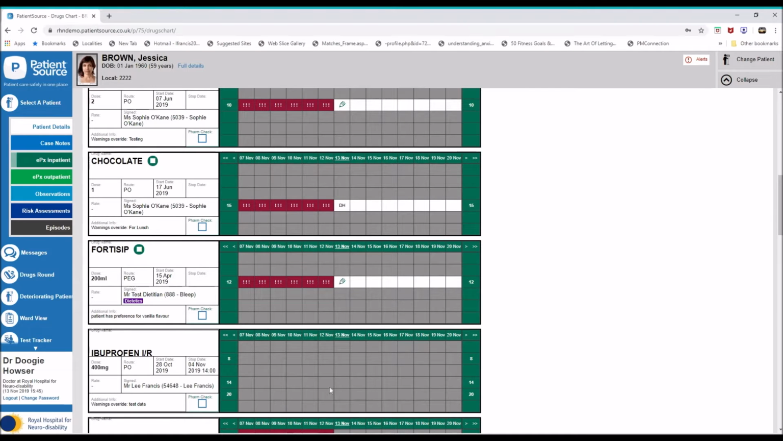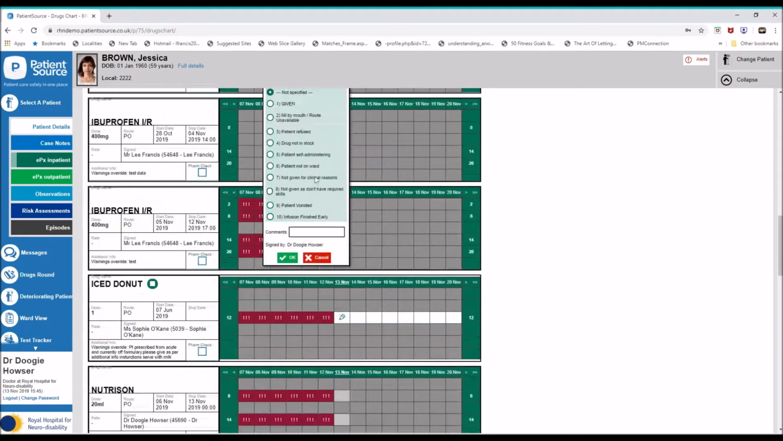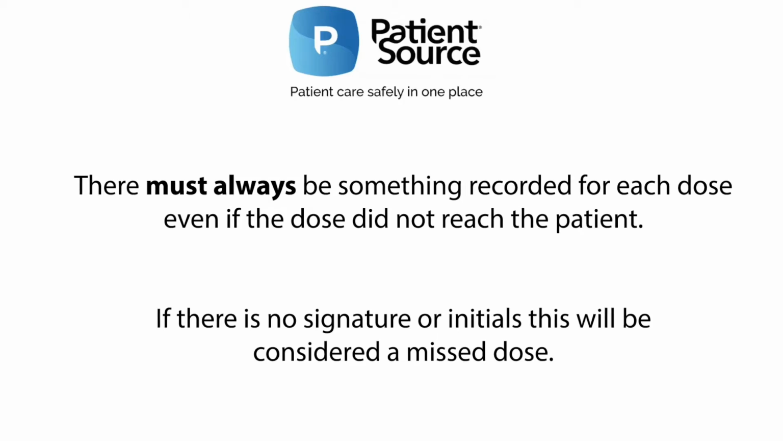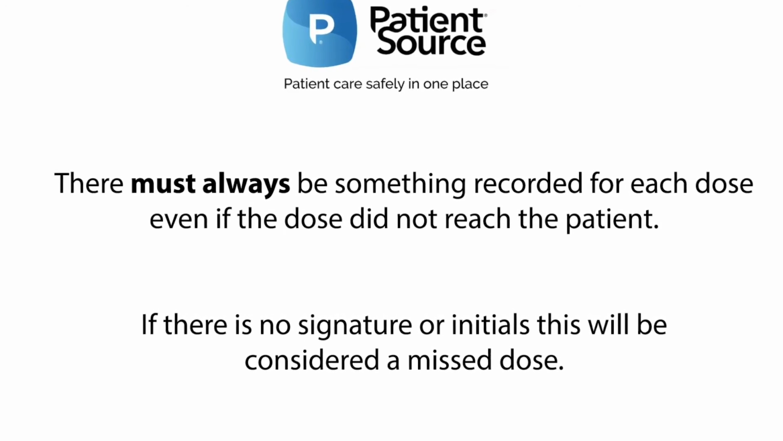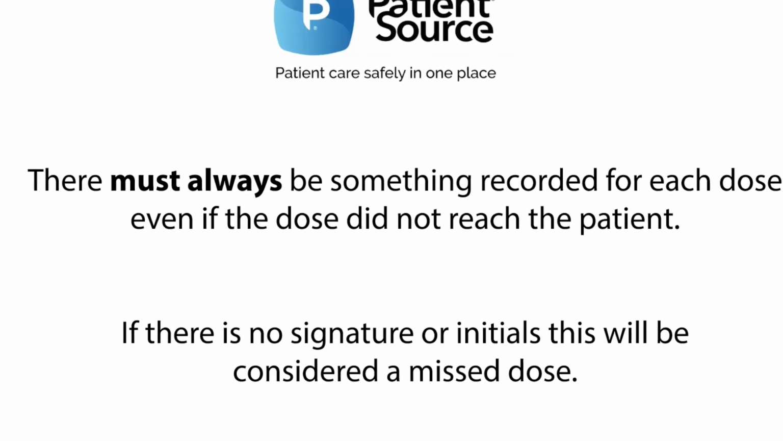There are a number of choices for circumstances, including the patient refusing the dose, the patient not being present, or the withholding of a dose due to clinical reasons. Once you press OK, you will see your initials in the box as your signature. A dose that reached the patient is displayed as white with your initials. A dose that didn't reach the patient is displayed as red with your initials inside. There must always be something recorded for each dose, even if the dose did not reach the patient. If there is no signature or initials, this will be considered a missed dose.